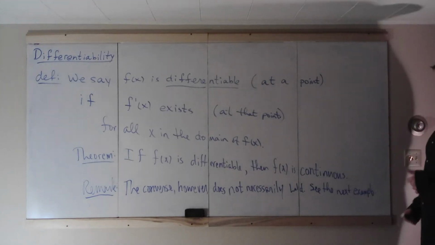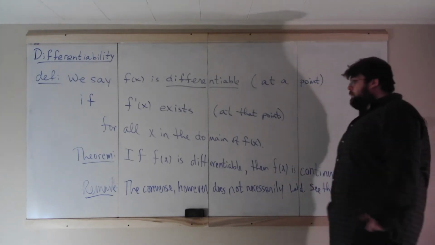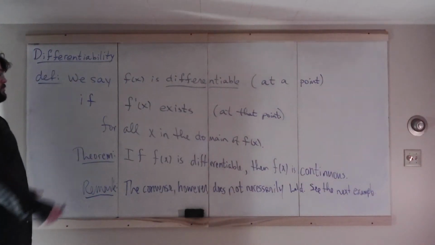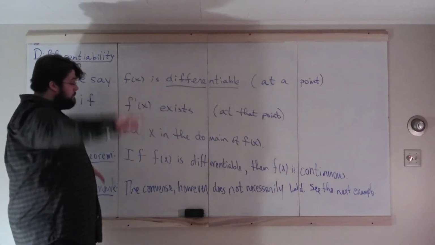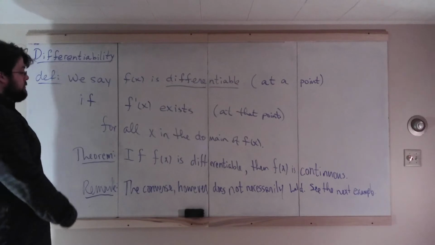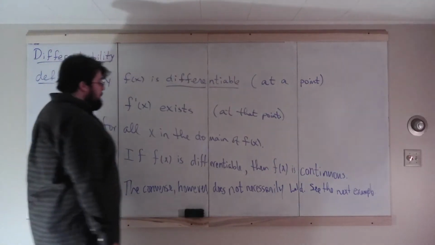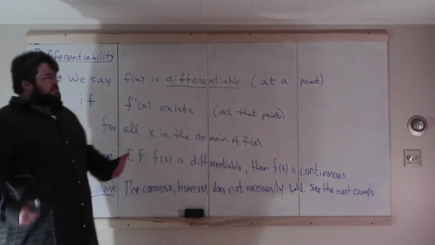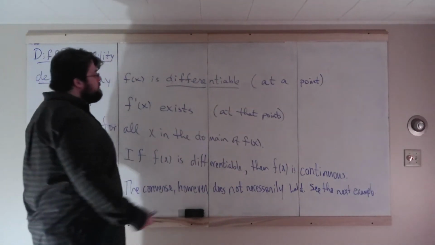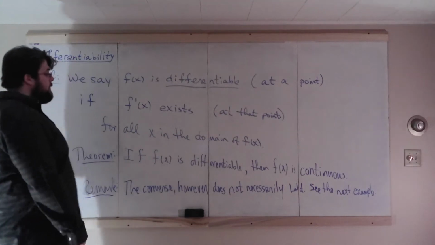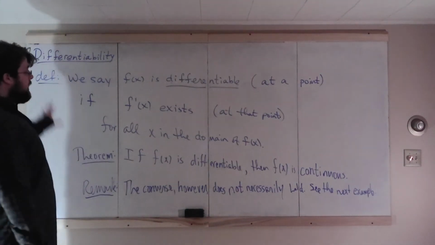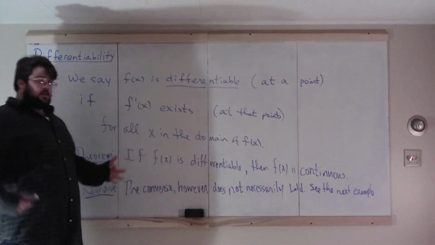But an important result on differentiability is the following theorem. If f is differentiable, meaning differentiable everywhere in its domain, then f is a continuous function. A proof of this follows the definition of continuity with the limits. We won't cover that. I'm not too concerned with that. But this remark is much more of a concern for me. The converse of this statement does not necessarily hold.